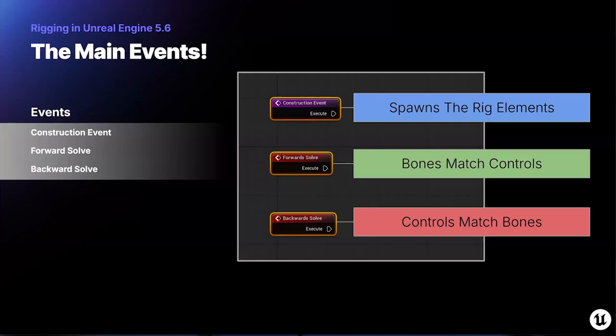The other time that this runs is if you're using the control rig in layered mode. So you can have a control rig running in layered mode where you have bone animation and then the rig kind of sits on top. So in that case, the backward solve is running, and then some control offsets are applied, and then the forward solve runs with every evaluation. So those are the times that the backward solve is run. So those are your main events. Like I said, we're going to be spending a bit of time in the construction event and the forward solve today, and we're going to get into backward solve stuff in the later days.